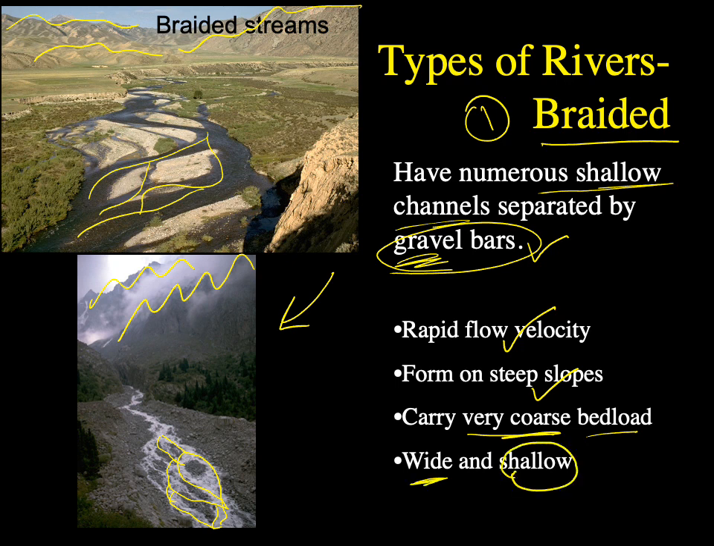They're very shallow. So if you see this river here, this is pretty wide, but it's very, very shallow. You can actually see here's all the gravel bars in between. So these are wide, shallow rivers nearest to the headwaters. They form on steep slopes and they carry a lot of coarse bed load.